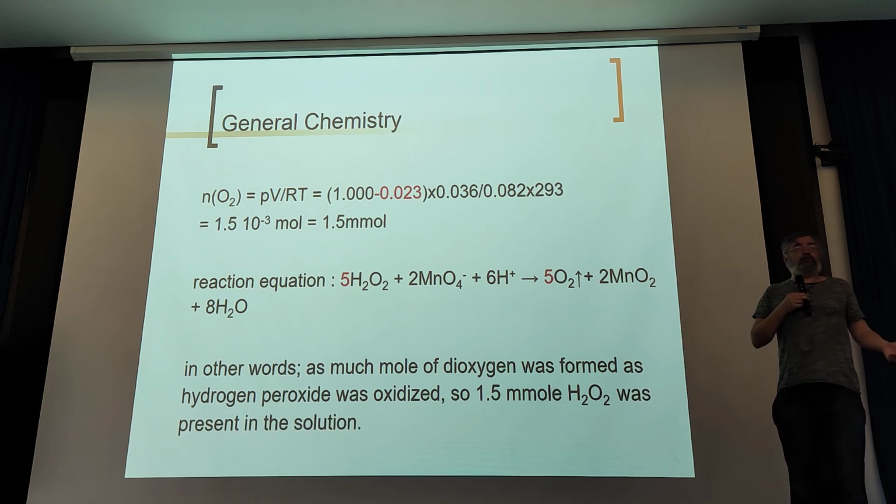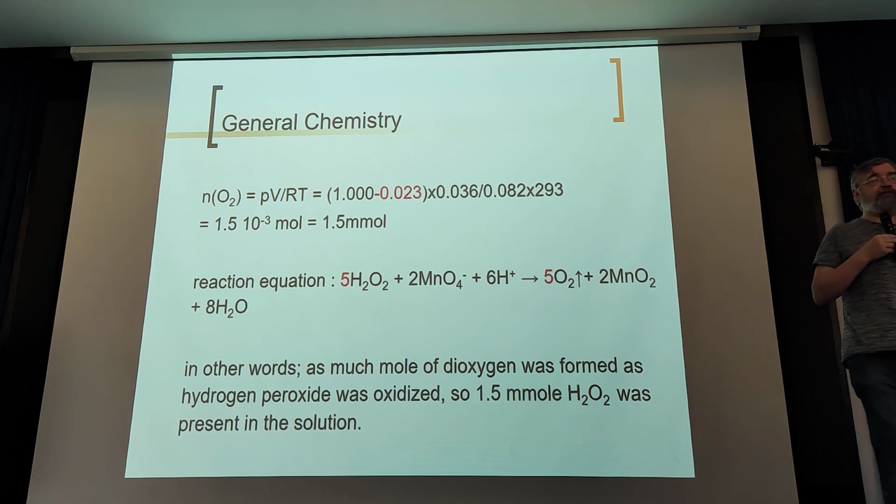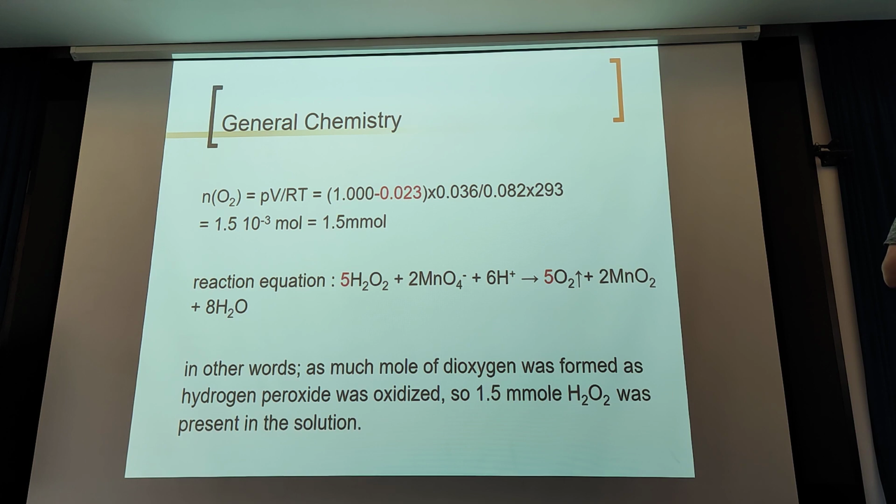In fact, we don't have to know anything about the manganese of the permanganate and so on. The only thing that is important: 5 hydrogen peroxide is 5 dioxygen.